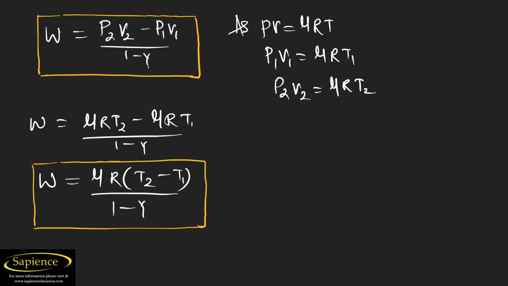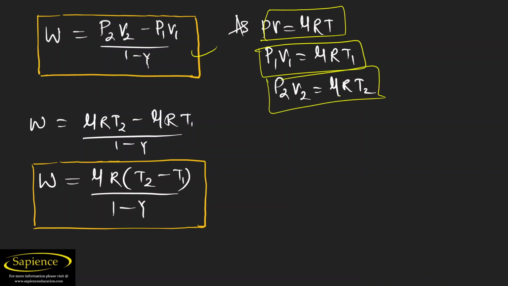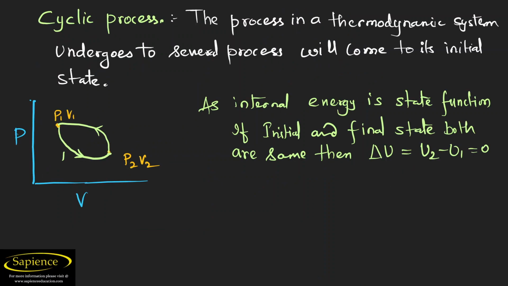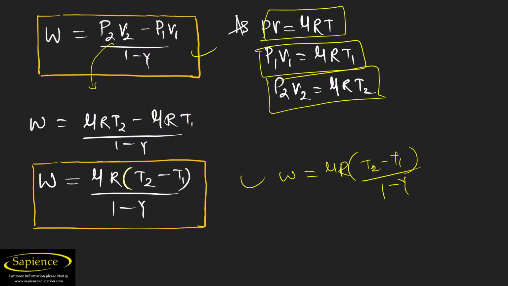Okay, work done can also be written like this. See here, since PV is equal to mu RT, P1 V1 is equal to mu RT1, and P2 V2 is equal to mu RT2. So we can put this value: mu RT2 minus mu RT1 divided by 1 minus gamma. Mu R is common, so we get T2 minus T1 divided by 1 minus gamma. So finally work done is equal to mu R into T2 minus T1 divided by 1 minus gamma. This is the work done by the adiabatic process.